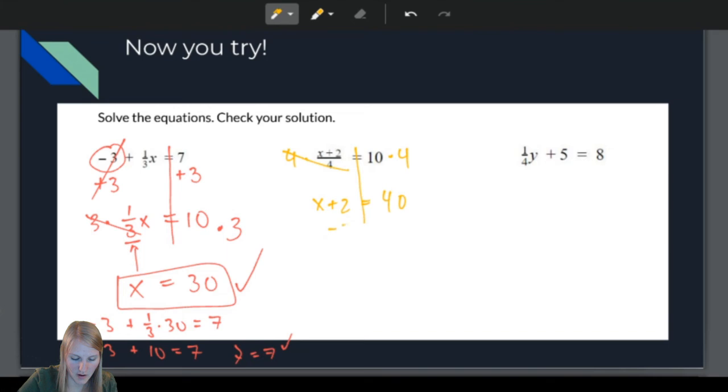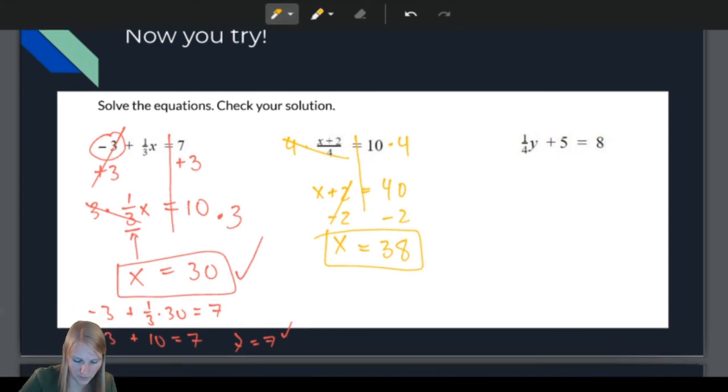And now x plus 2, opposite of plus 2 is minus 2. And I better do it to both sides. It goes away over here. I have x equals 40 minus 2 is 38. X equals 38.